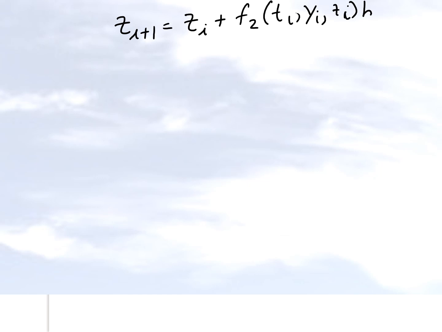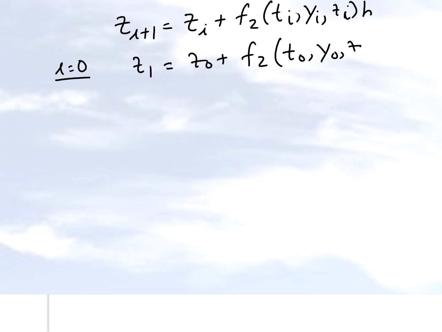So we now want to find z1. Let's write our equation for Euler's method. If we are given what dz by dt is, z sub i plus 1 equals z sub i plus the function f2 at t sub i, comma y sub i, comma z sub i, times h. And we know that at i equal to 0, we're still at this particular node. Then we get z1 is equal to z naught plus the value of the function f2 at t naught, comma y naught, comma z naught, times h.